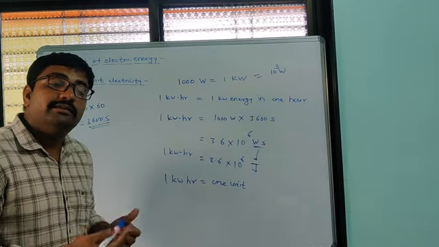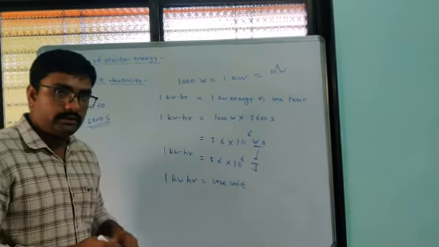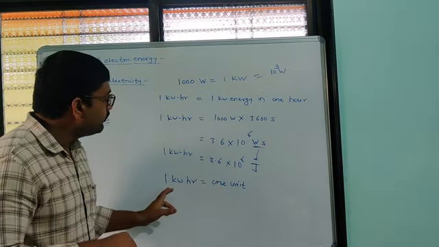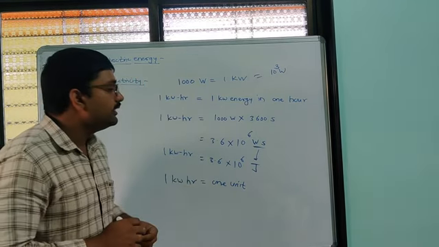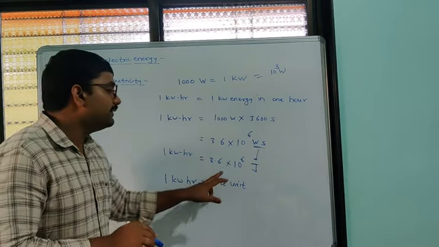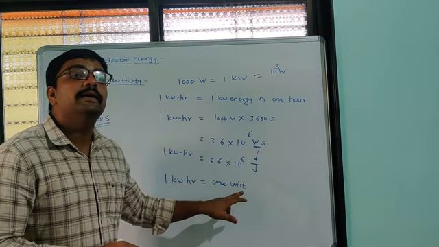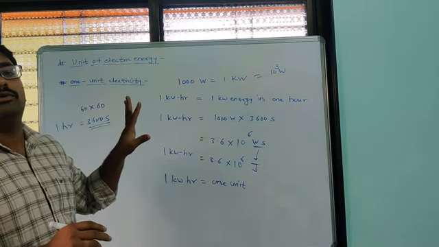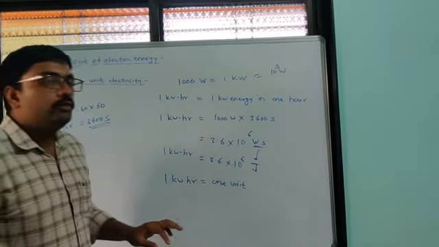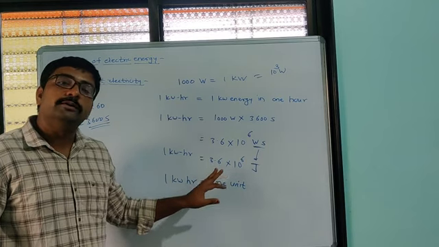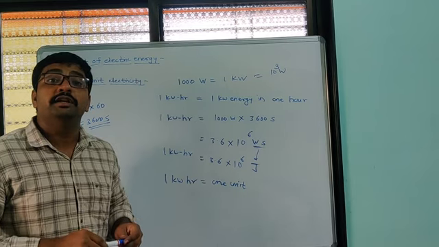And this much energy is nothing but the 1 unit. If we use 1 kilowatt hour, that much energy, that is 3.6 into 10 raised to 6 joule energy, that is the 1 unit of energy. So you have to remember 1 unit is equal to 3.6 into 10 raised to 6 joules. That is nothing but the 1 unit of our electric meter reading.